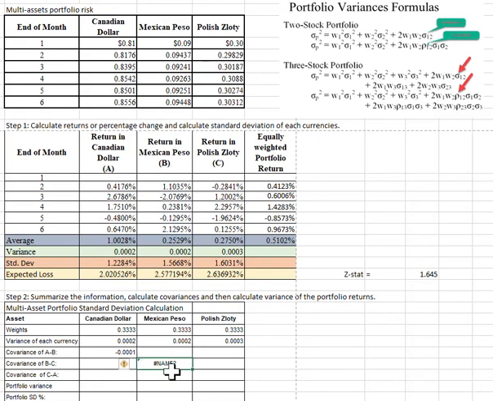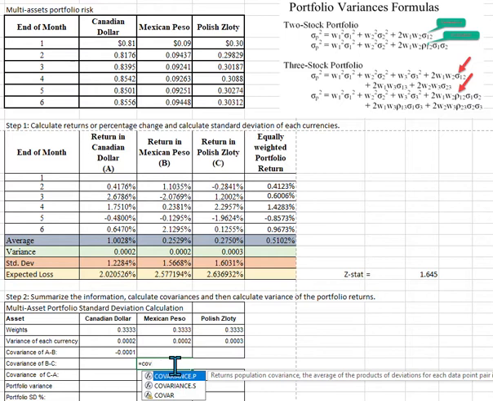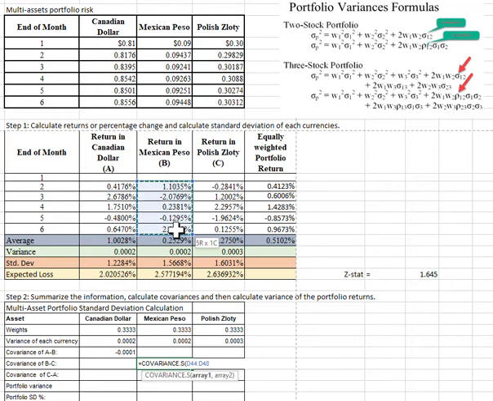Let's type COV, covariance of sample, and then we have currency B, comma, currency C. So we close the parenthesis. Okay, so we have the covariance for the other pair.